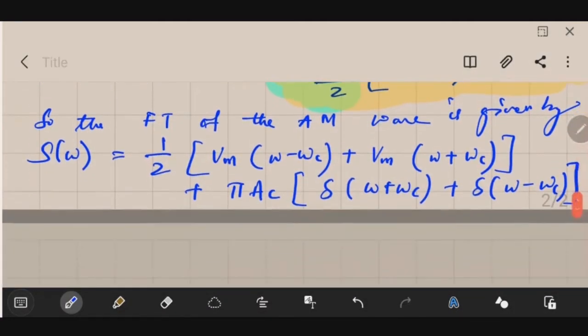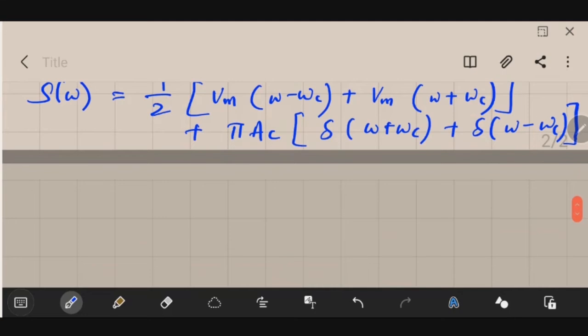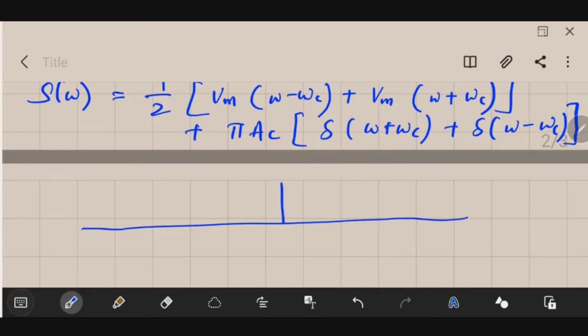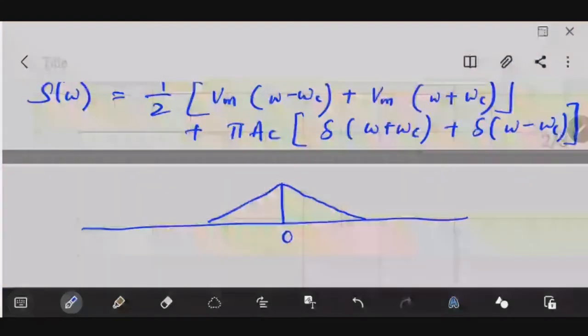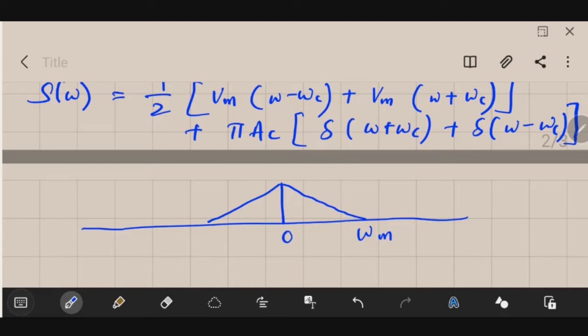So now let us plot it. We have got the Fourier transform, and now the time is to plot it. Let me show you the modulating signal first. The modulating signal is located here. This is your 0, let's say this is your omega m, and this is your minus omega m. This is your Vm of t, which means we could write it as capital Vm of omega. So this is the Fourier transform.